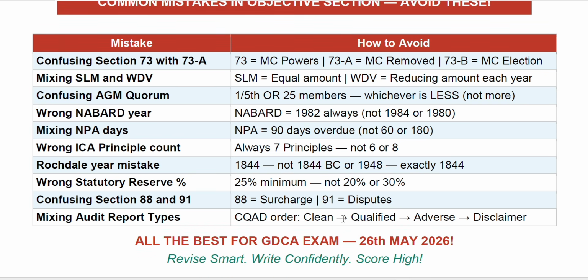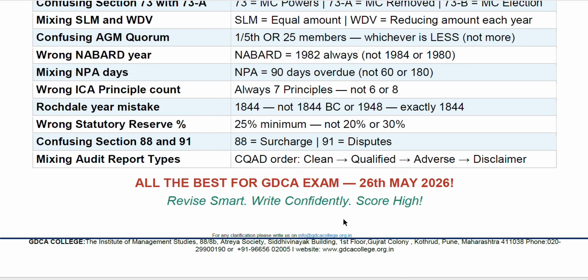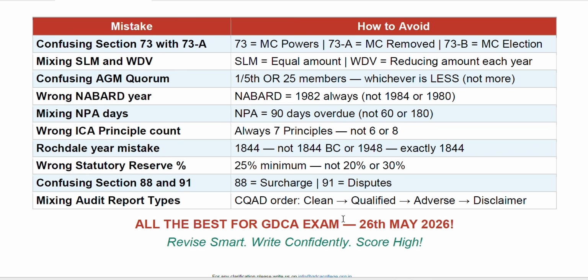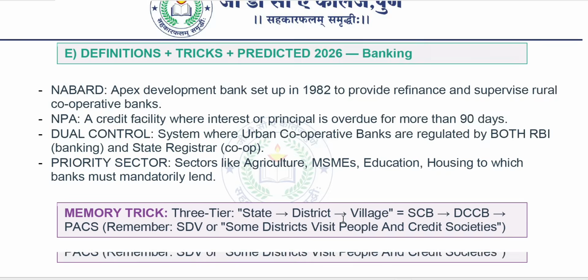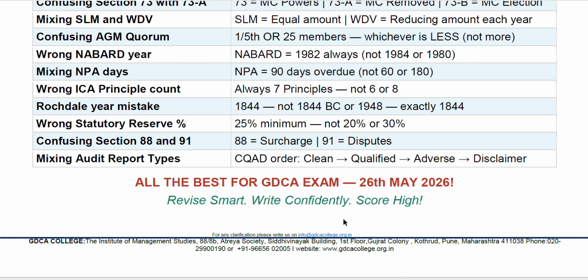So these are the main mistakes you should avoid. Always make sure that you write the paper accordingly, and write it confidently. These are the objectives you should remember, and you can write your examination. All the best for your GDCA examination, which is on 26th, 27th, and 28th of May. I will see you after the examination with all the solutions for the 2026 exam papers.